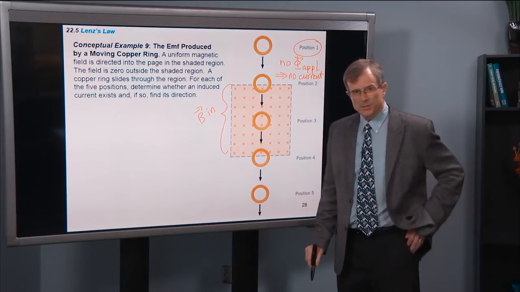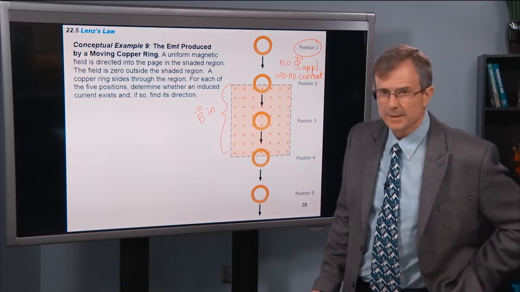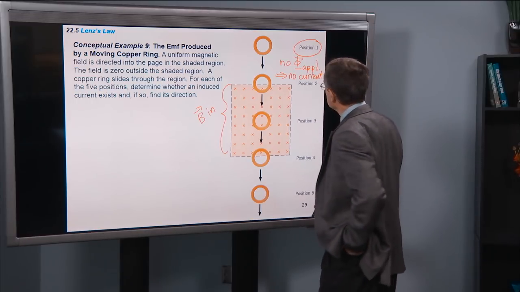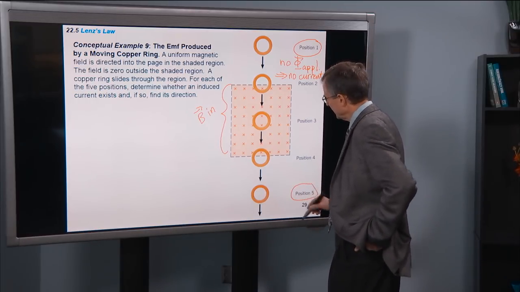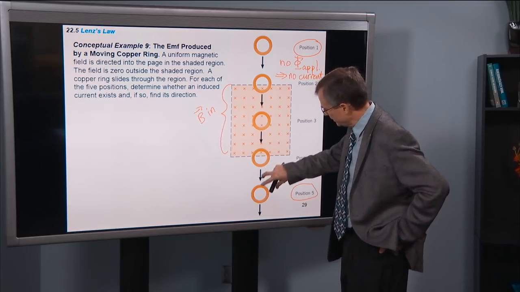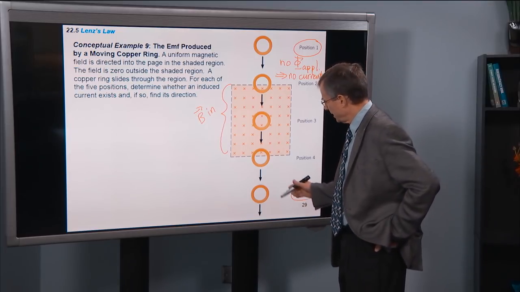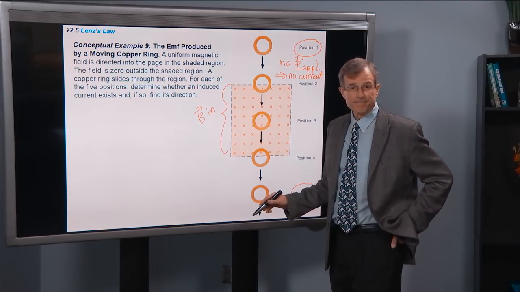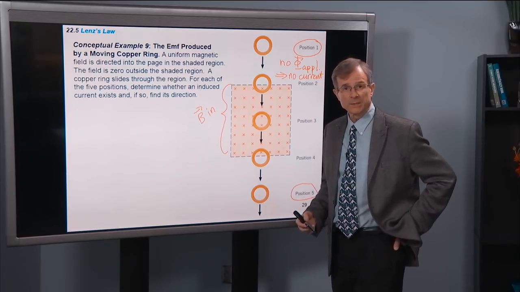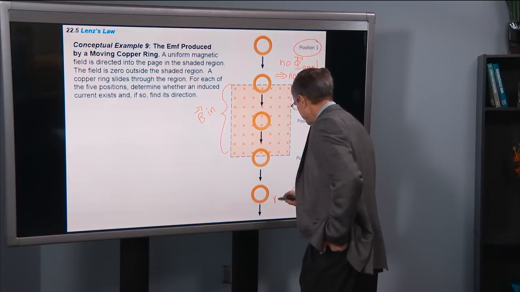There's one other position that's exactly the same as this one. Position 5. After the ring has passed through the magnetic field region and is traveling down in the zero magnetic field area, there's no magnetic flux in it. There can't possibly be a current in it. So down here, there's also no current.